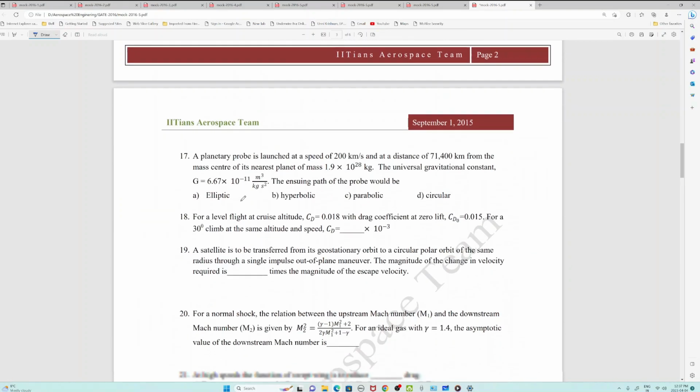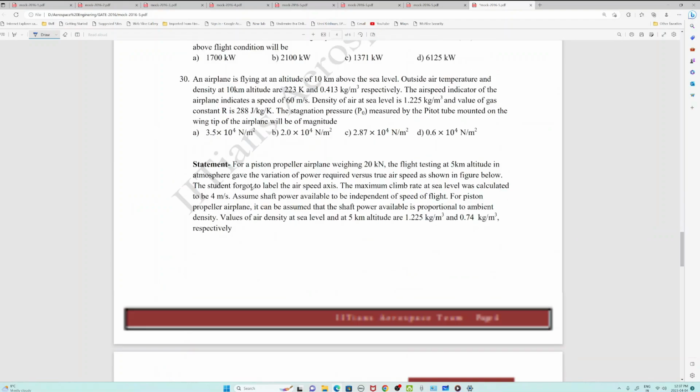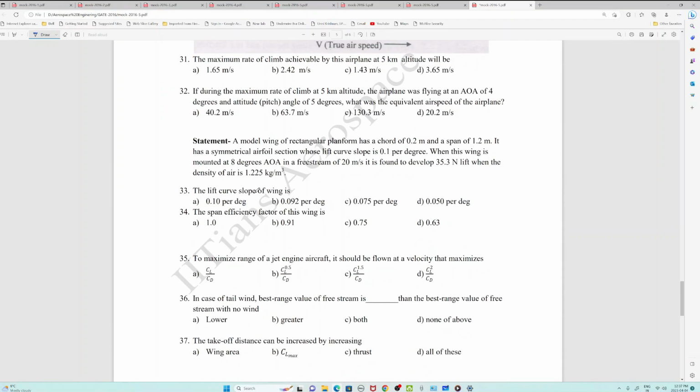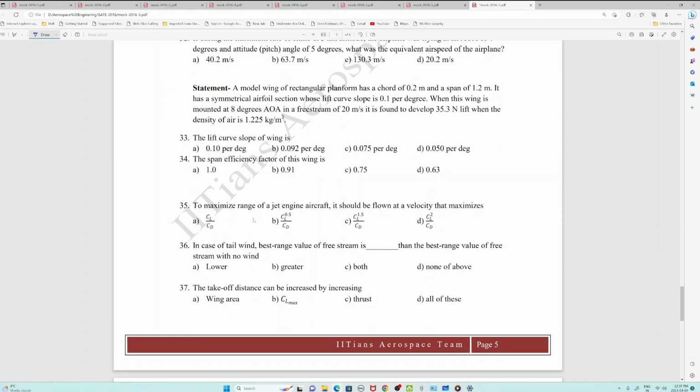Now, we'll see the last question, number 35. Yes, question number 35. To maximize range of a jet engine, it should be flown at a velocity that maximizes CL by CD. It's okay, guys. So how we can answer this type of questions, we will understand here.